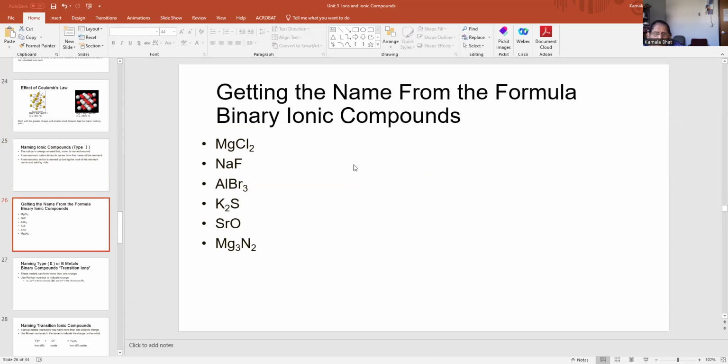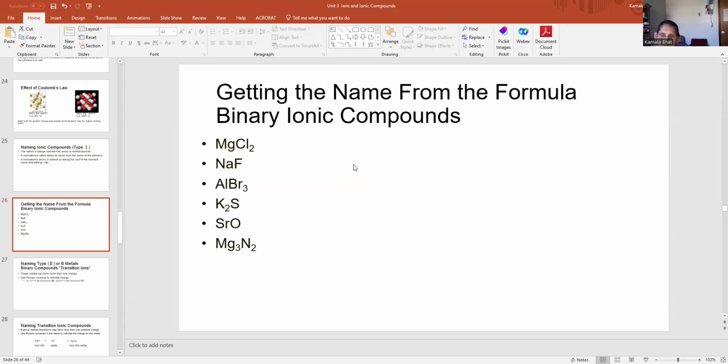So you can practice over here. A series of compounds is given. I'm going to give you one example, and that's the last one. How would you name it? Because all the others, I'm sure you will be able to name. Now, in the last one, the formula is Mg3N2.